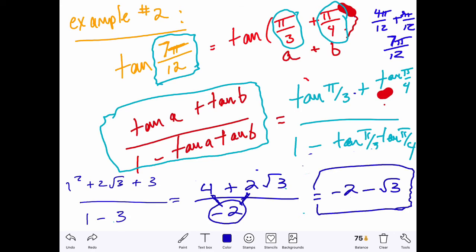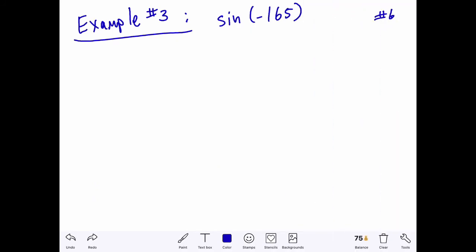Okay, thank you. Okay guys, let's look at one more example here, number 6 from your homework, sine of negative 165 degrees here. So sometimes it's a little hard to tell which 2 angles I want to use to get me there. Something like this I might really break up into negative 120 minus 45 degrees.